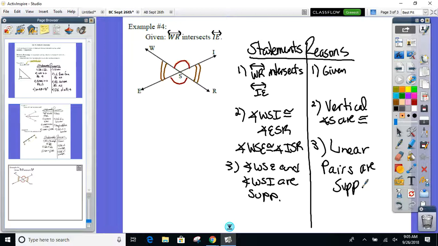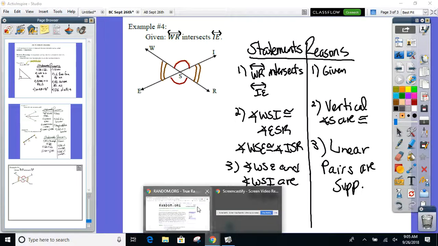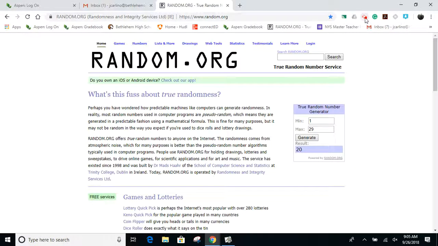Anything else before I let you go on your own? Try to get maybe 2 or 3 things down after the given. I'm not looking for a ton. If you can only write the given and one other thing, that's fine. If you want to call me over and let me take a look at it, how's this reason look? Let me know. Talk it over in your group. And you will not find an answer key for this because you may see something that I don't and vice versa. Or I may have a different reason, but yours is good too.